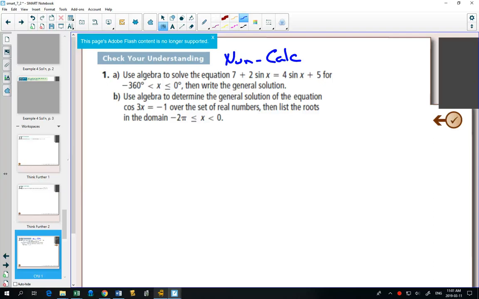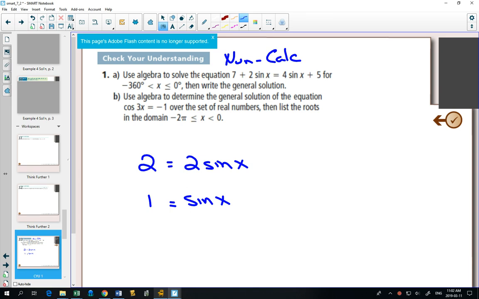Example 1 is basically a question from grade 10 and 11. You've got 7 plus 2 sine x equals 4 sine x plus 5. If you were solving for x, and the domain here is from negative 360 to 0, that first part you just need to get sine by itself. So if I subtract 5 from both sides, I would get 2 on the left. If I subtract 2 sine x from both sides, I get 2 sine x on the right. And getting sine x by itself, I get sine x is equal to 1.